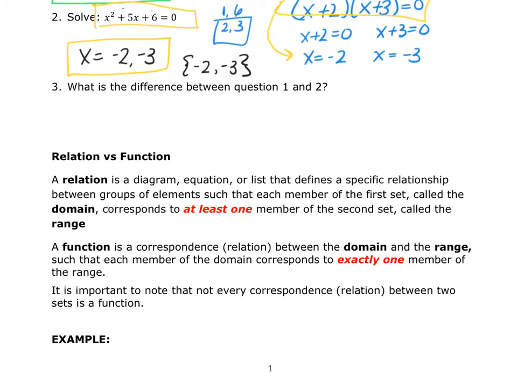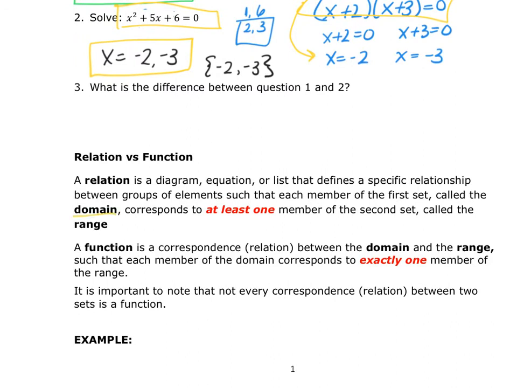Now, the reason I went through all of that is just as a warm-up, and we're going to use some of those skills as we go through today's lesson. We're going to start with what a relation is, and then what a function is. A relation is a map or a set of rules that gets us from the input, or the domain.